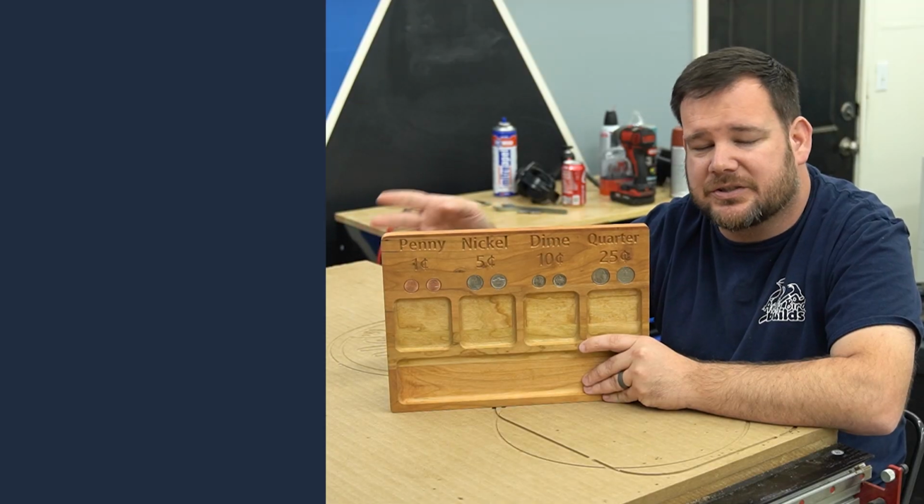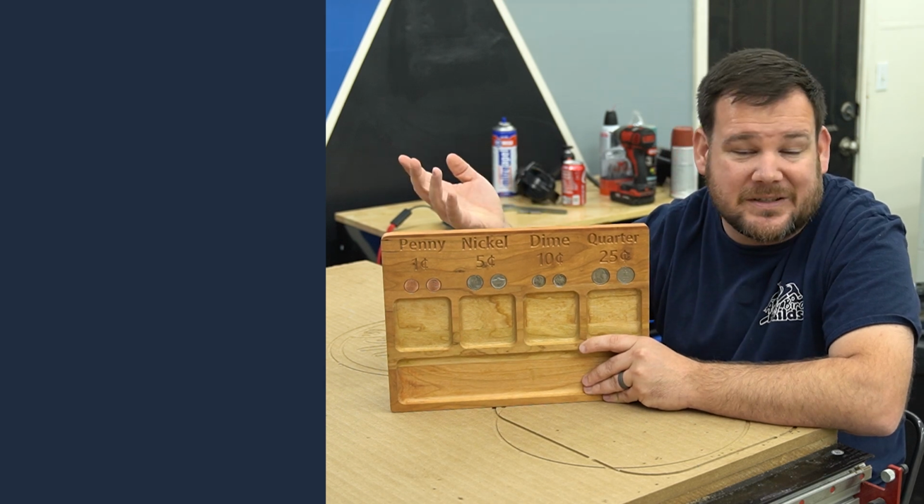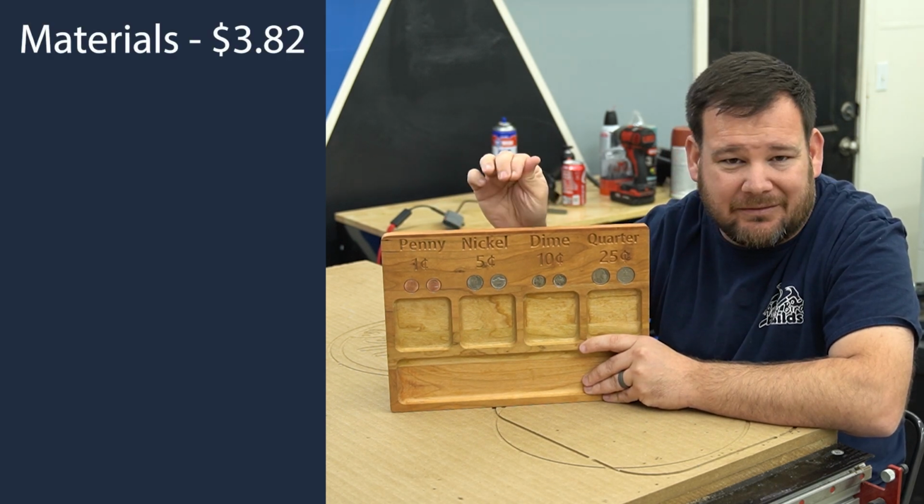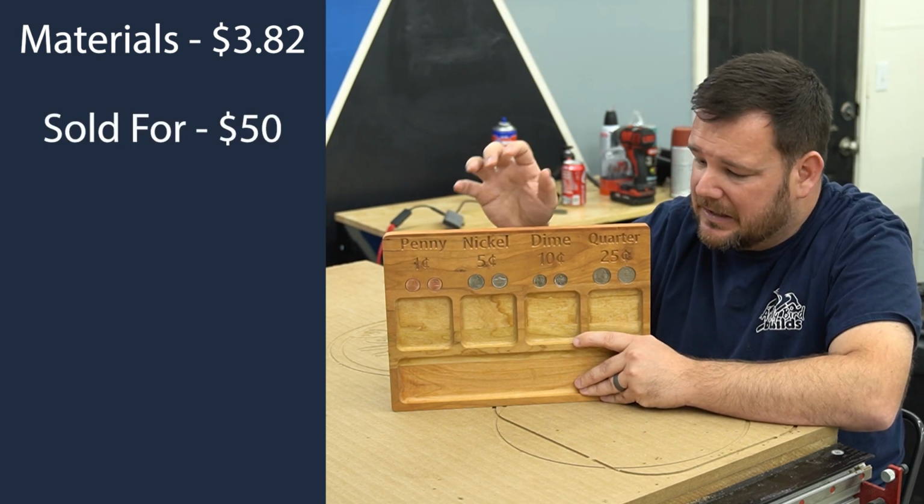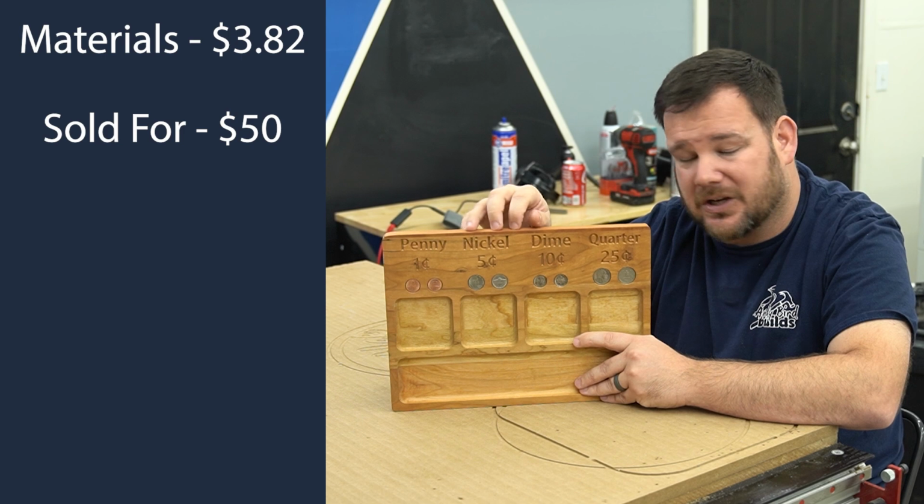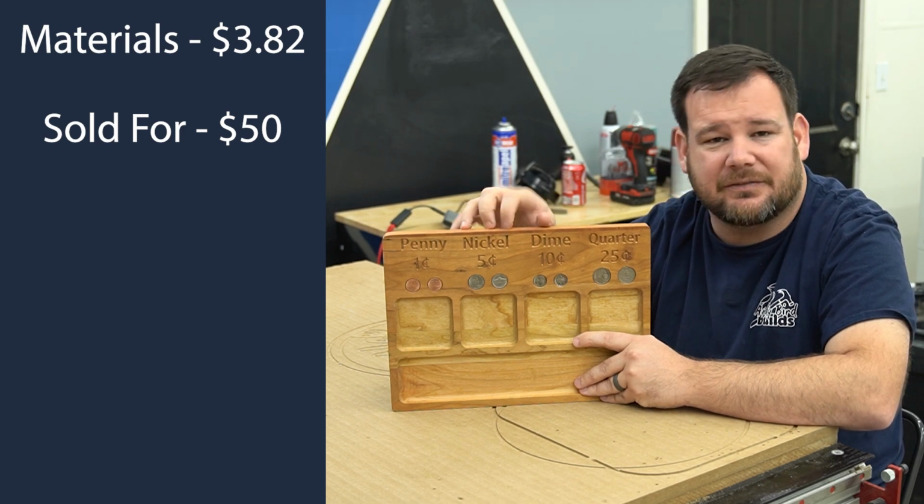So the next logical questions are, what do we have into this and what can we sell it for? So I calculated we have $3.82 into this. I would sell this for $40 to $50. I think a product like this to the customer is an easy sell at $40 to $50.